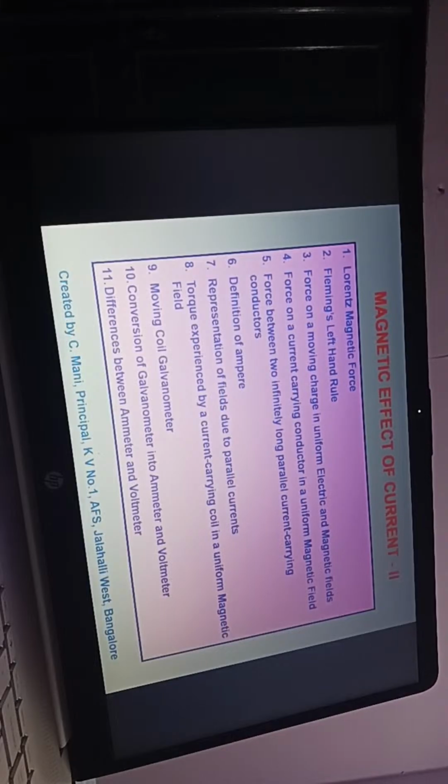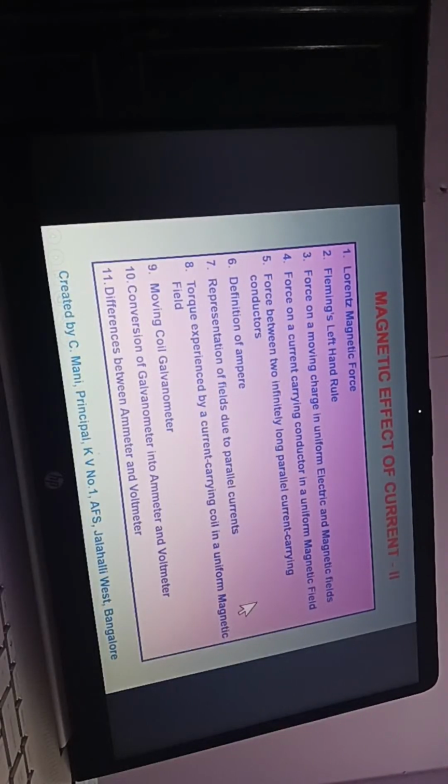1 ampere is that current when flowing across two parallel wires at a distance of 1 meter from each other, which generates a force per unit length of 2 into 10 to the power of minus 7 Newton per meter. Okay, good.